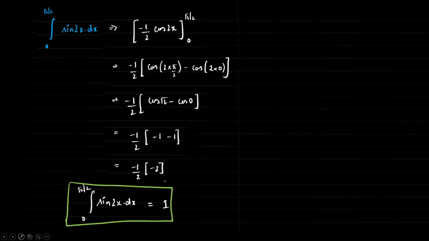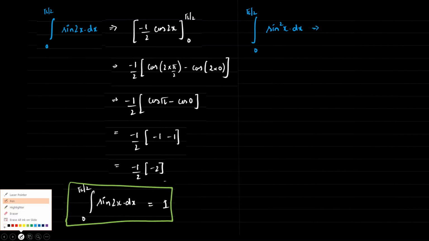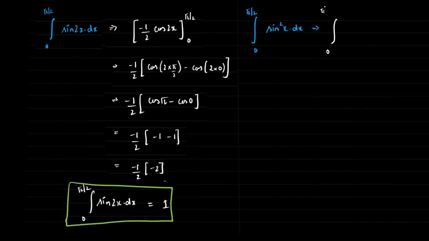Let's move on to the next one, and here I will take up sine square x with respect to dx. It is not sine 2x, and again it's going to be from 0 to pi over 2. Now can we integrate this directly? No, we cannot. I have to use half angles, and when I do that, I can express this as the integral from 0 to pi over 2 of half multiplied by 1 minus cos 2x with respect to dx.